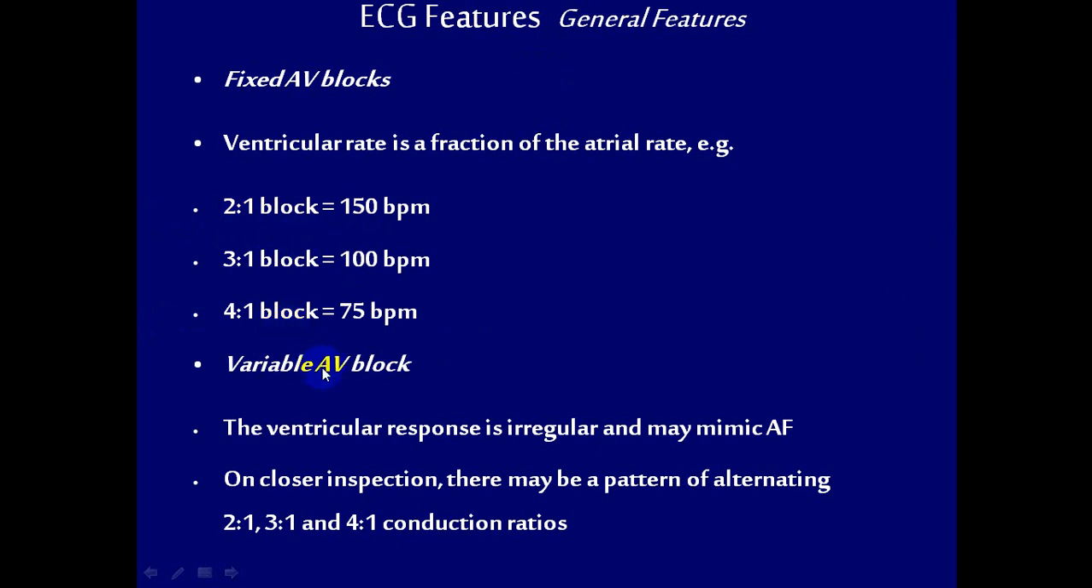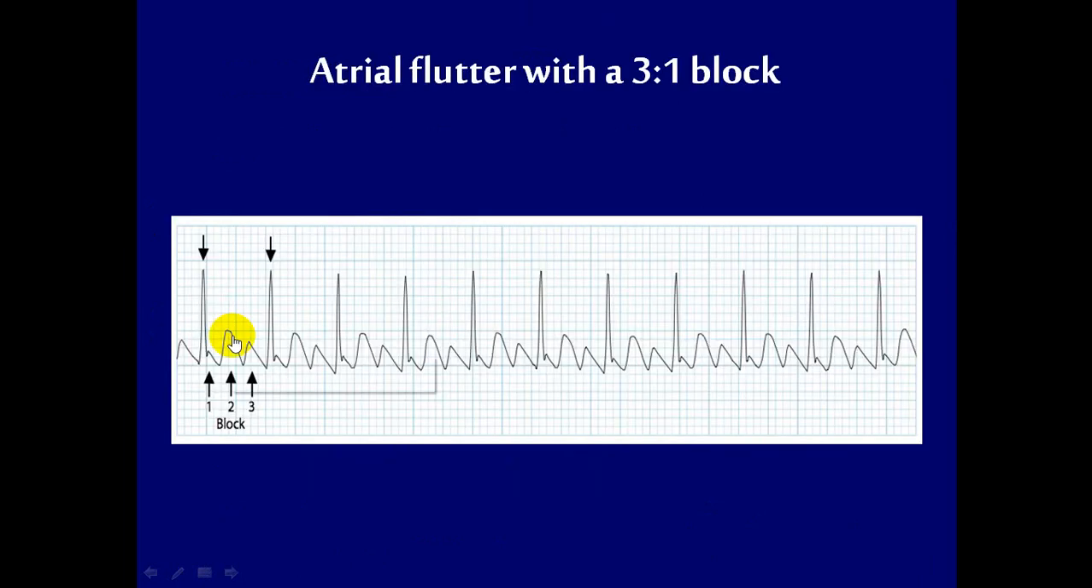With variable AV block in the same record, the ventricular response is irregular and may mimic atrial fibrillation. On closer inspection, there may be a pattern of alternating 2 to 1, 3 to 1, or 4 to 1 conduction ratio in the same ECG record. Look at this example, please. This is one P wave, one P wave, one V, so this is 3 to 1.